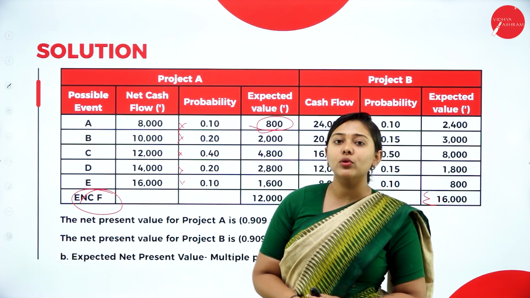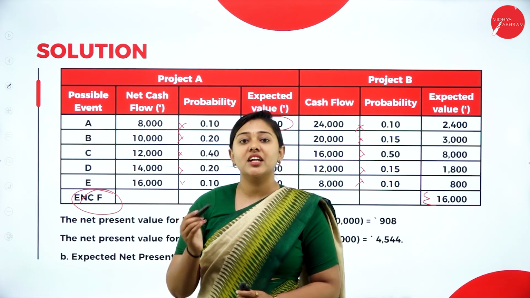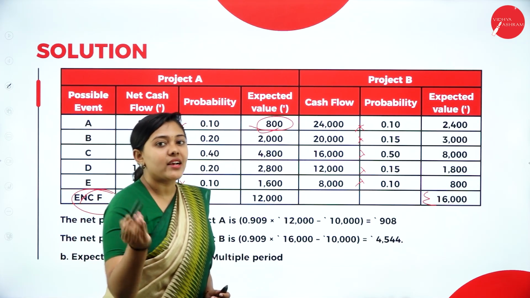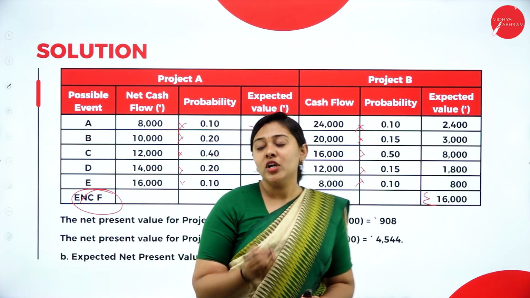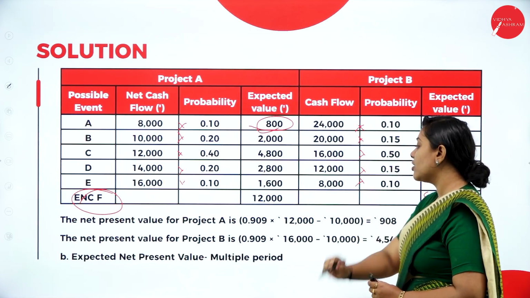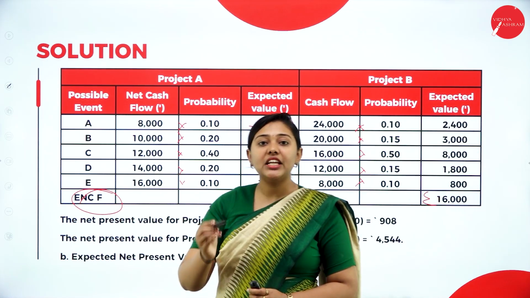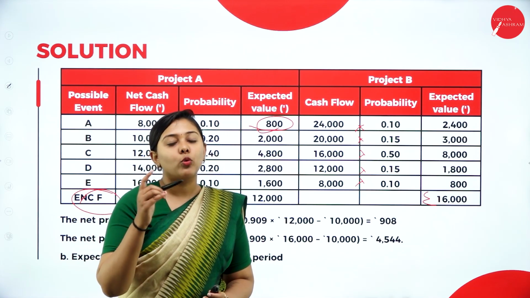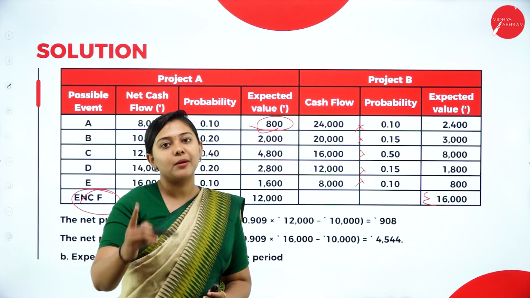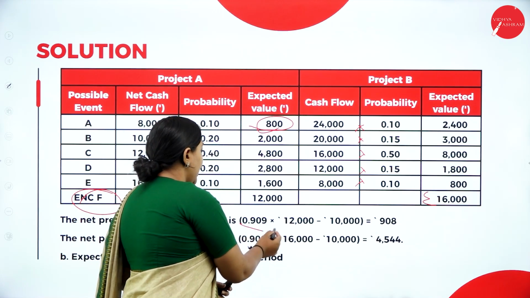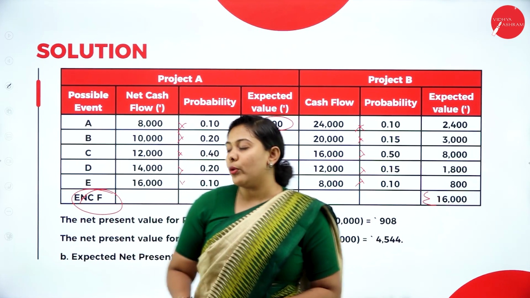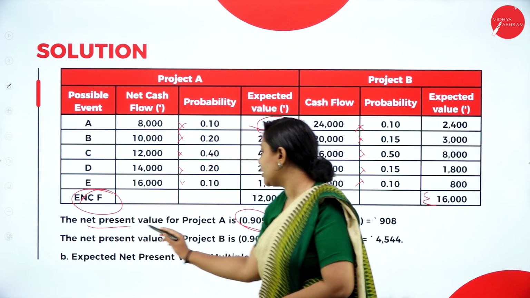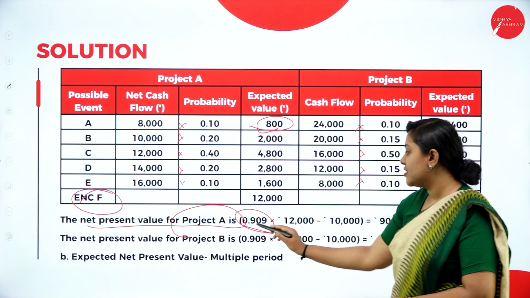So as I have told you, how to calculate the expected net present value? Expected net present value is equal to expected net cash flow into your discount factor minus your initial investment. That is your PV factor at rupee 1. So for 1 year, 10%, it is 0.909.